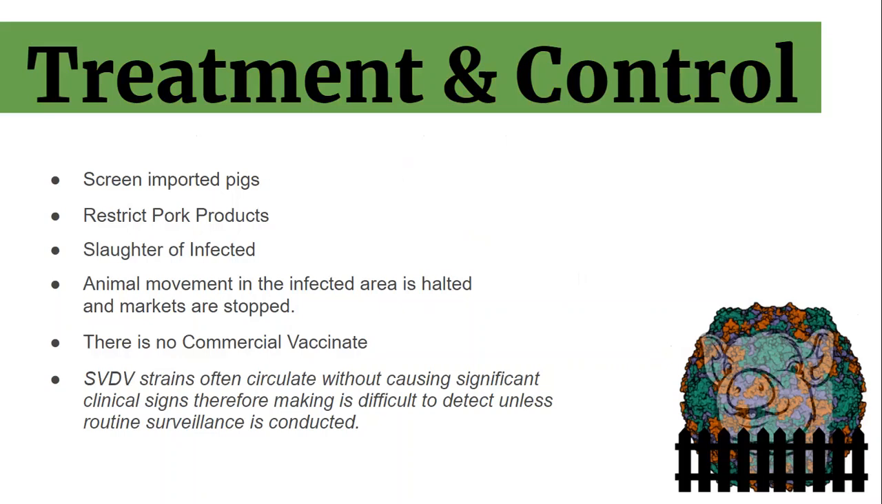Preventative measures may be used, such as screening of imported pigs, as well as restricting of pork products that may contain the virus. When confirmed, animal movement in the affected area is halted and markets are stopped. There are currently no vaccines available to combat the virus, and some strains often circulate without causing significant clinical signs, therefore making it difficult to detect unless routine surveillance is conducted.